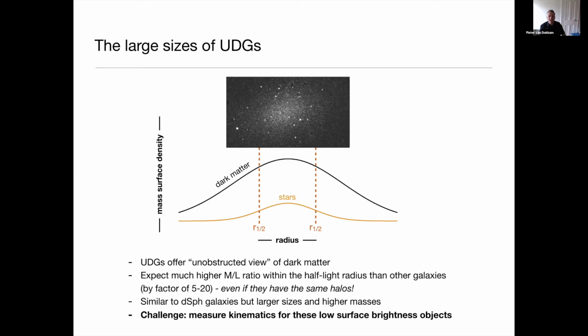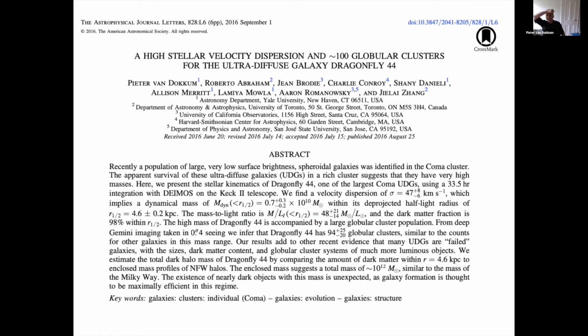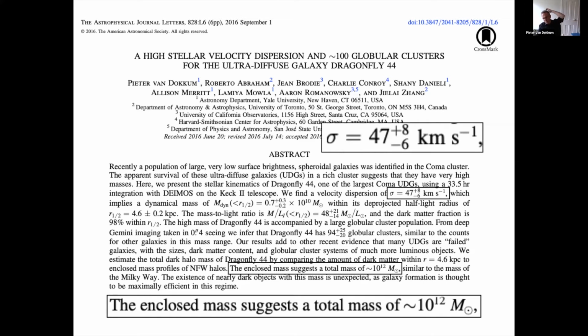Now, the first paper we did on this was in 2016, a year after we found these galaxies. We went out with Keck and we measured the velocity dispersion, with a 33-hour integration with DEIMOS, very hard, to see what the dark matter content of these things was. And so as you can see here from the title, we found a very high velocity dispersion of 47 kilometers per second, and then you can estimate what the total mass is.